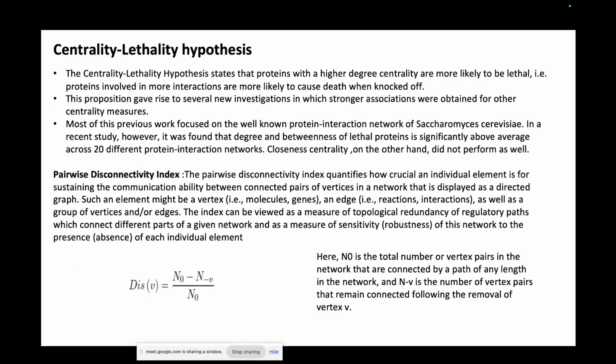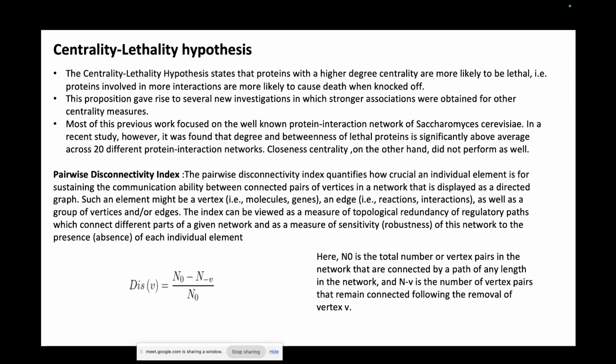Now, very similar to this concept is the centrality lethality hypothesis. So, as I was talking about, this assortativity means that similar nodes of similar function will be connected to each other. And what the centrality lethality hypothesis predicts is that nodes.